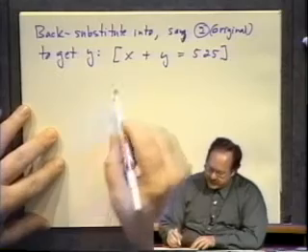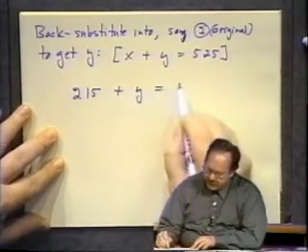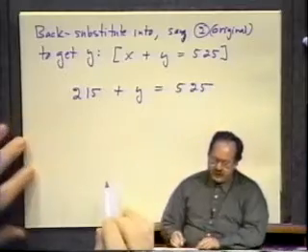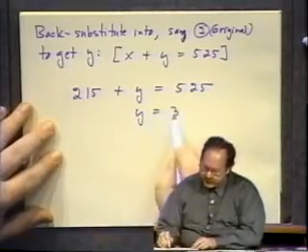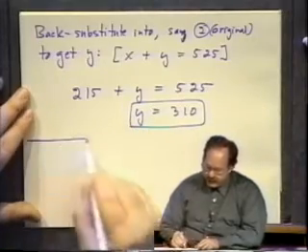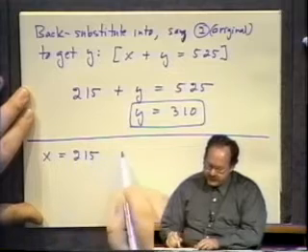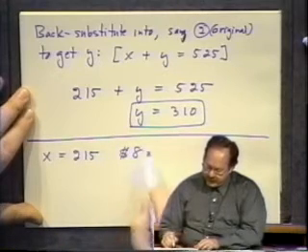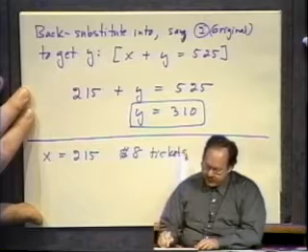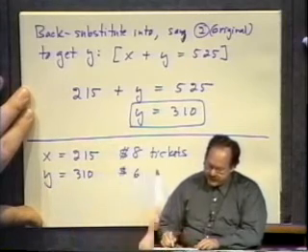Now I know what x is. I now have 215 plus y equals 525. So y then is equal to 310. And so we are done. To put it together, x equals 215. These were the $8 tickets, if you remember the original problem. And y now is 310, and these were the $6 tickets.